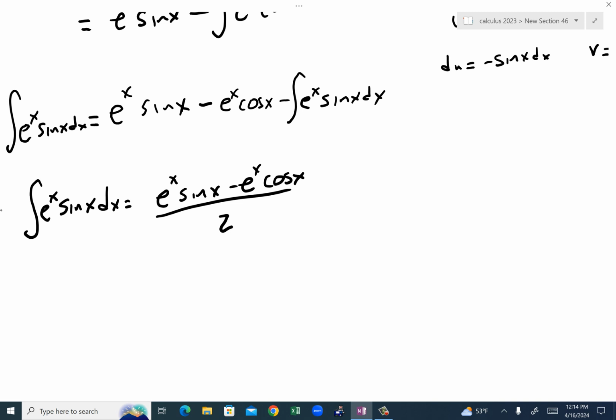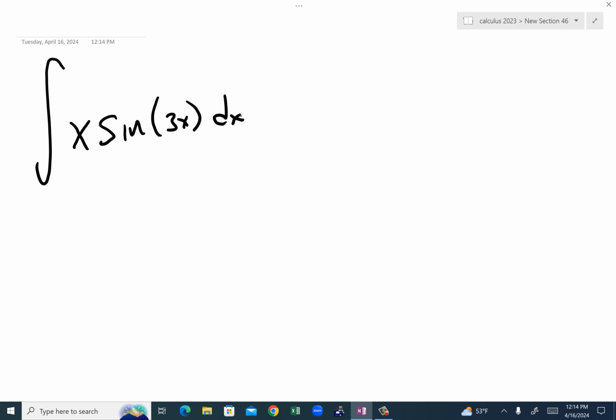Okay. Here we go. Let's try another one here. Now, I'm going to stand back and watch on this one for just a jiffy. So, if you have the integral of x sine of 3x dx, try that one on for size.